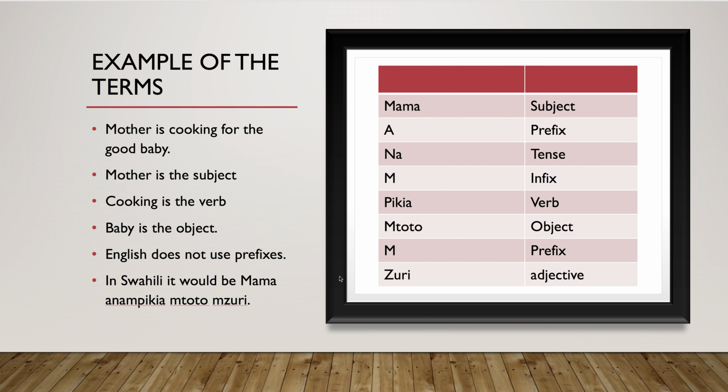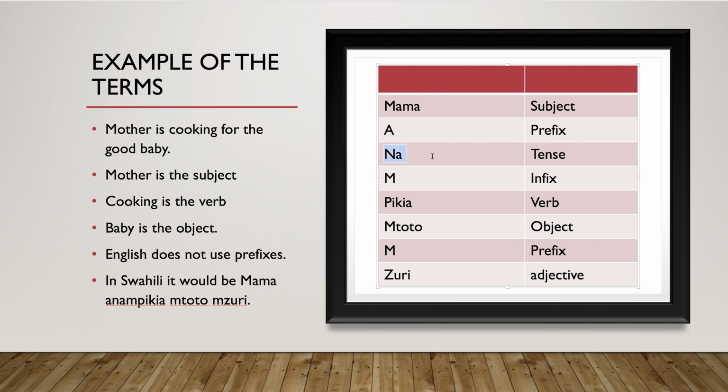Now in Swahili that sentence will be mama, which is the subject, a, which is the subject prefix. This letter here is representing the subject, and then na is the tense, and then is the object infix. So this letter here tells you an object is coming, and then we have the verb. Mama, subject, a, subject prefix, na, tense. In this case, present tense.